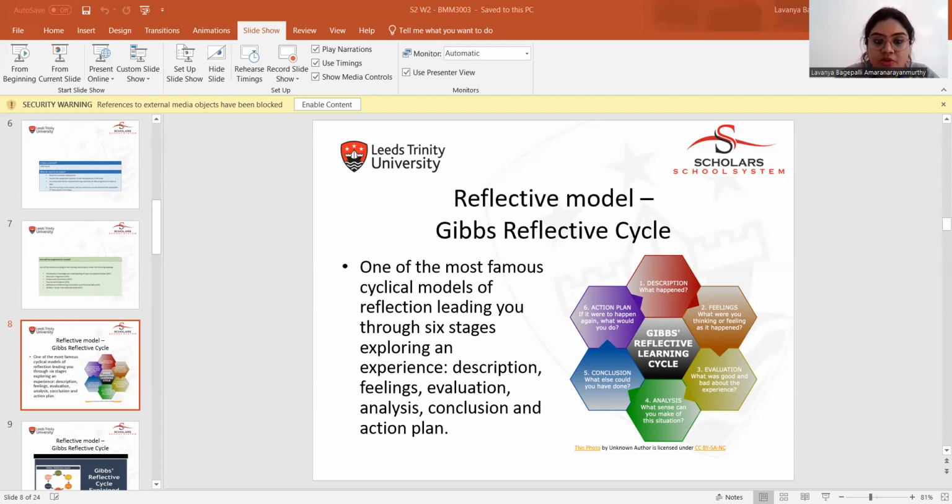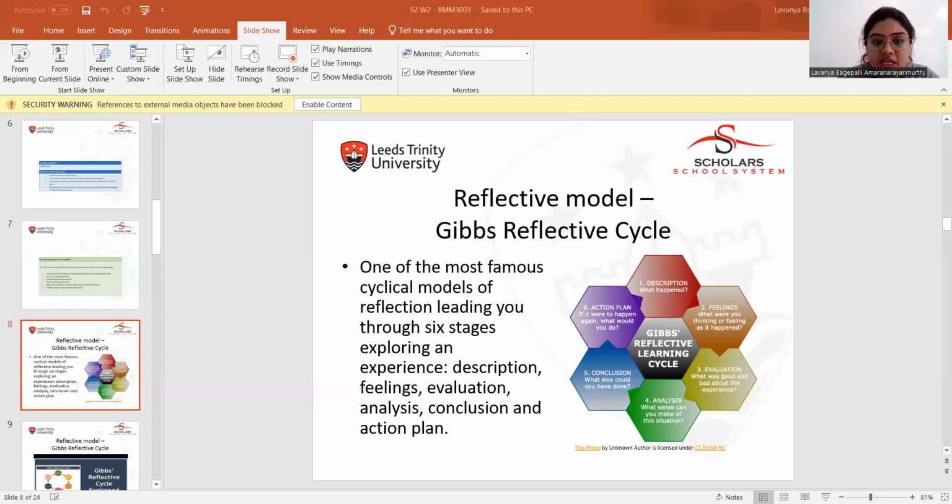So when it comes to description, you have to describe the entire situation in detail, and you might ask questions like what happened during the situation, when and where did it happen, who was present, what did you do, and what did the other people do, what was the outcome of the situation. So you have to describe the entire situation that you faced in detail under the description part.